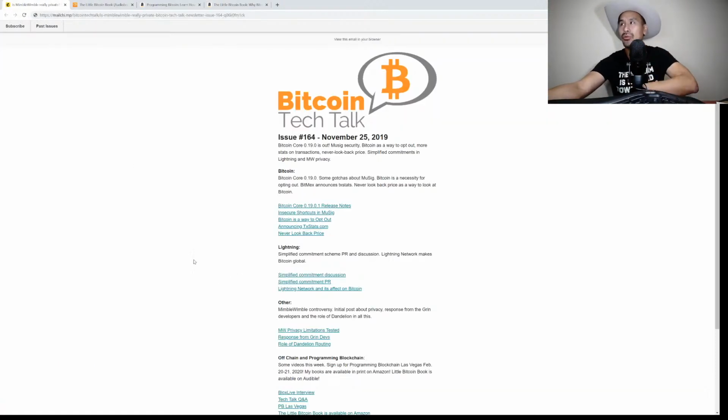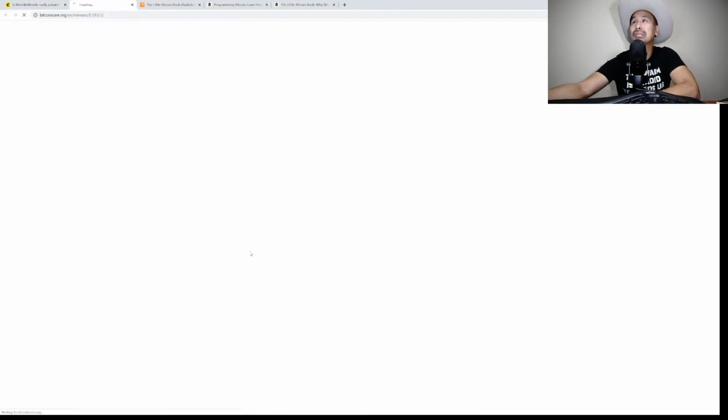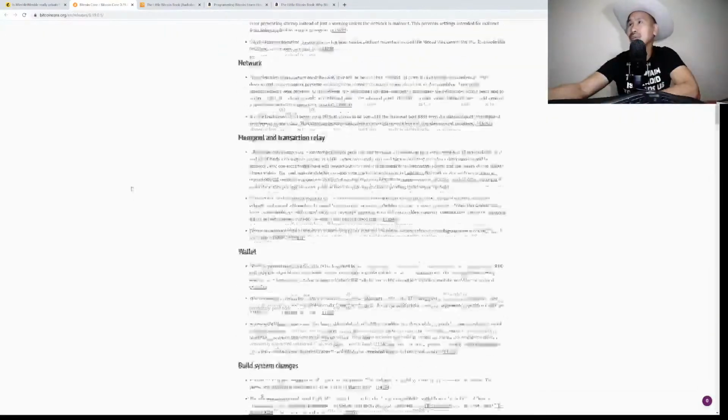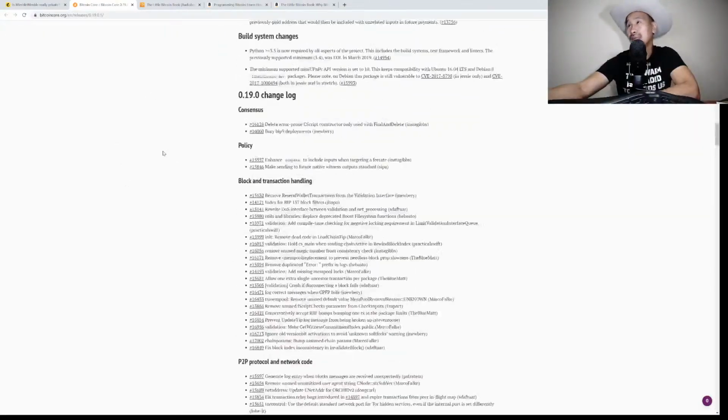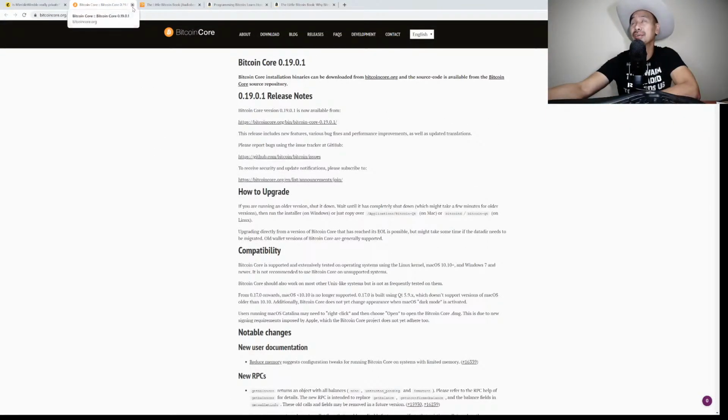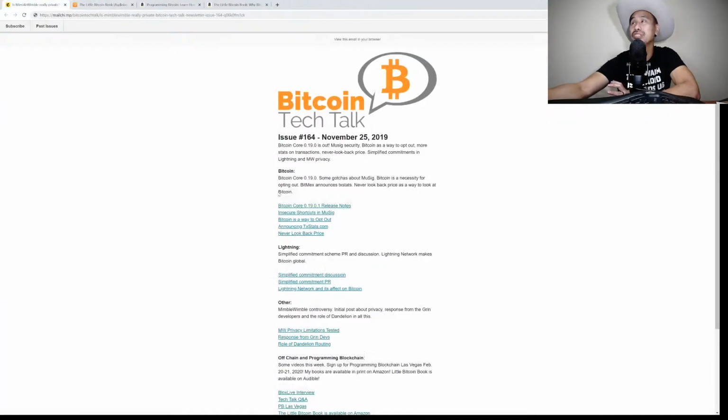Let's go through some of the stories, and then I will go through and read some of the things that are going on. Bitcoin Core 0.19.0.1 has been released. It's got a bunch of notes which I'll go through later, but it's got a whole bunch of interesting changes. You should upgrade if you have the chance.